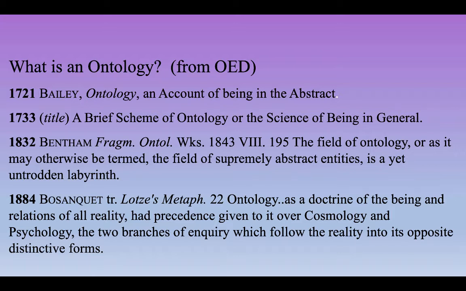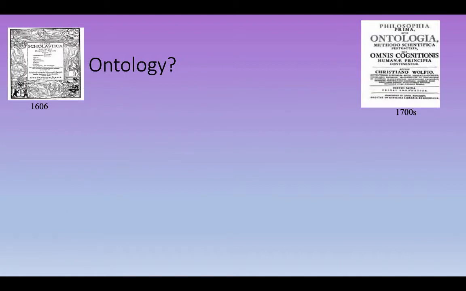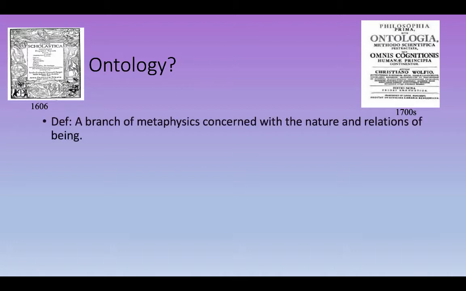What is the state of being of these things? What are they? How do we take these abstract things and put them into some sort of less abstract entity? So ontology was big in the area of philosophy, and it was identified as a specific branch of metaphysics, which concerned the nature and the relations of beings.